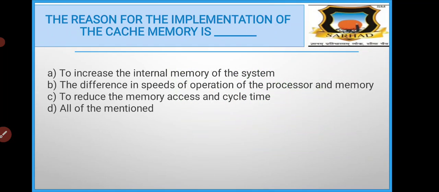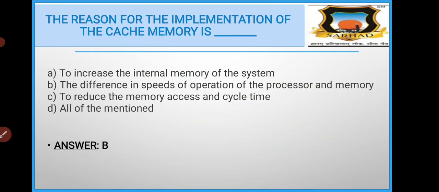Now question number 9. The reason for the implementation of the cache memory is: option A, to increase the internal memory of the system. Option B, the difference in speeds of the operation of processor and memory. Option C, to reduce the memory access and the cycle time. And option D, all the mentioned.